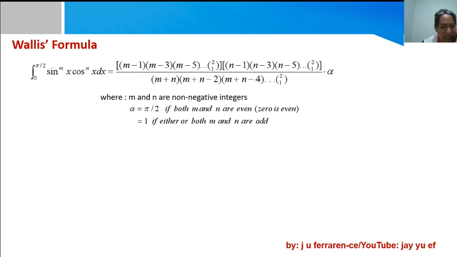Okay, so let's try working with the previous example we have. We will be solving it using the Wallis formula now.